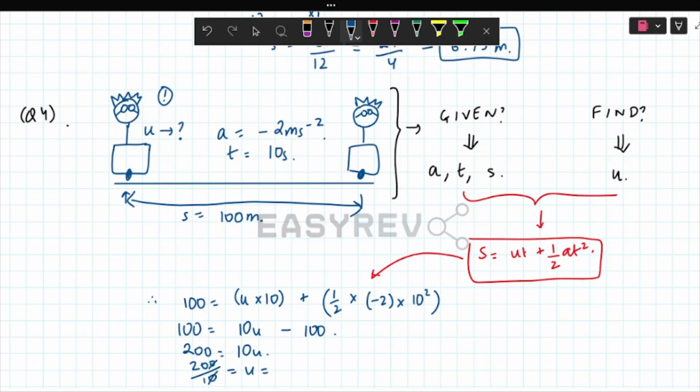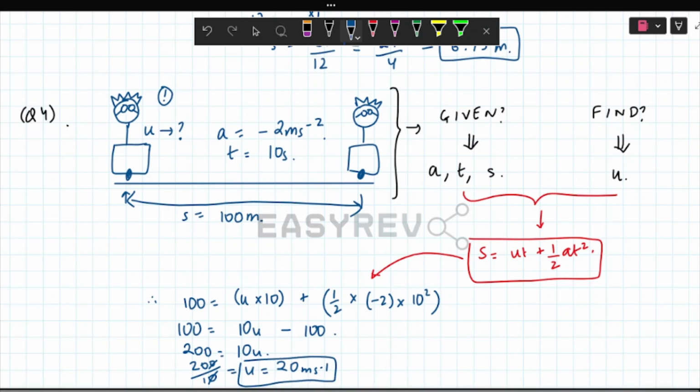And I get 20 meters per second. So this goes to show that if Dr. Sal wishes to decelerate safely within 10 seconds while at the same time cover 100 meters, his initial velocity must be 20 meters per second.